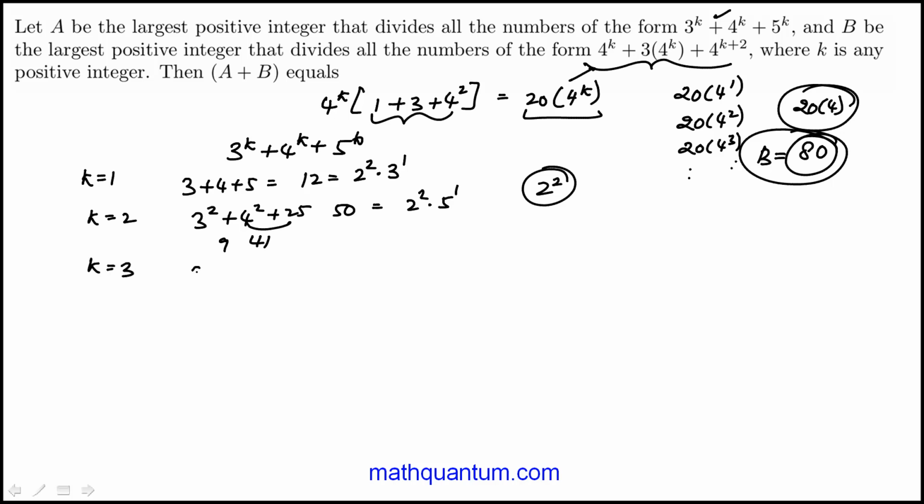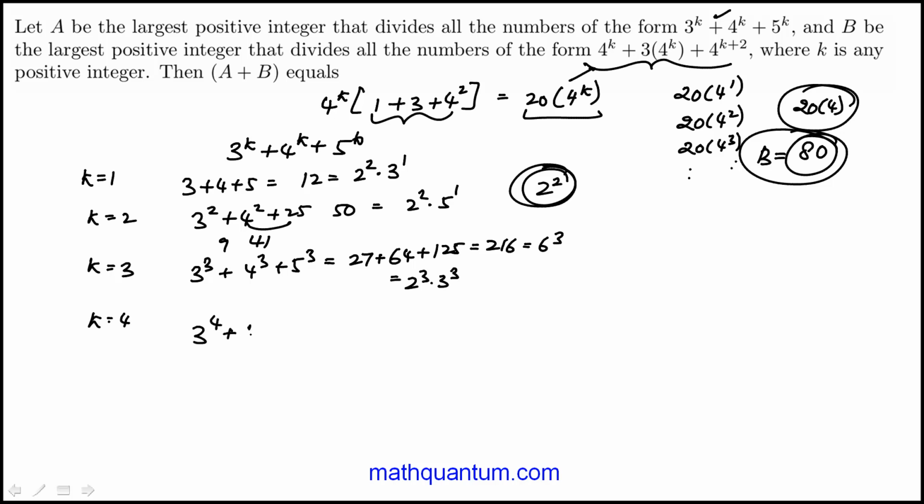K equal to 3: 3 cubed, 4 cubed, 5 cubed. Some of these I know, but probably best to just use the calculator to add this so that you don't make a mistake here. So 27 plus 64 plus 125. That's 216, which I know is 6 cubed. So that's 2 cubed times 3 cubed. So again, 2 squared so far.